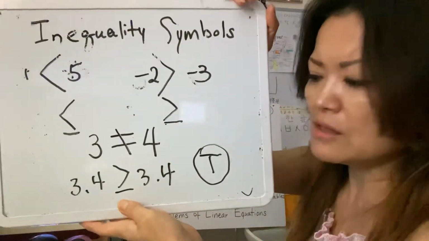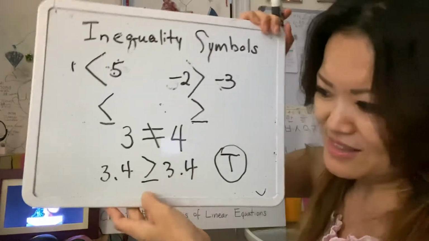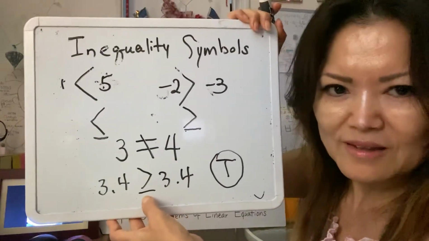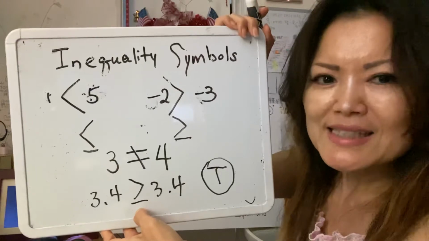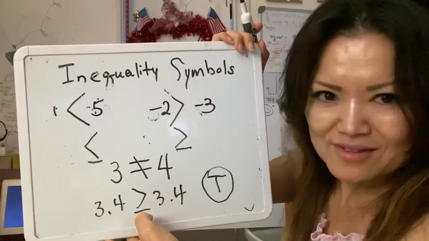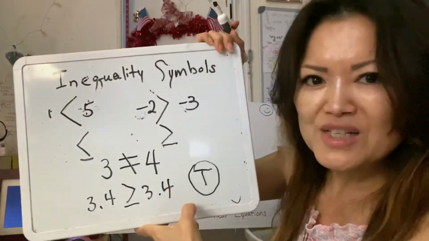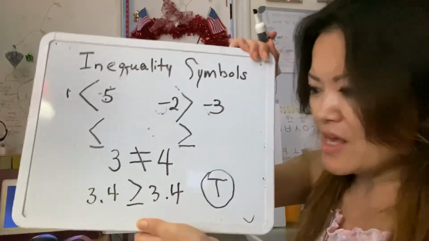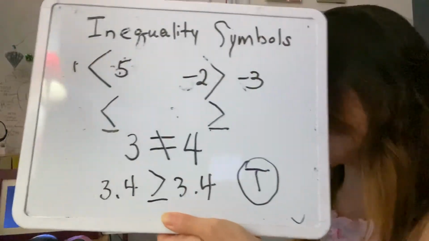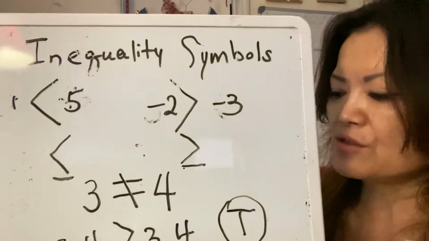Oh, Miss Sonny, 3.4 is the same number. Yes, that's right. This means equal. Did I tell you? It's greater than or equal. So if either one is correct, it's going to be true. So please remember that. Okay? Greater than or equal. Good job.